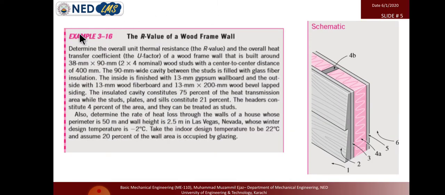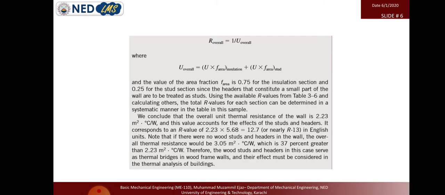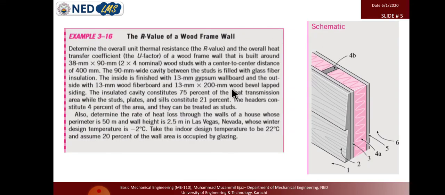So now come to example 3.16, which I especially took due to its correlation with your field, civil engineering. Besides this, we also have many numericals related to the U value and overall thermal resistance, like electronic systems, boards, and mechanical systems. So there are many examples, but I took the example related to your civil engineering discipline.